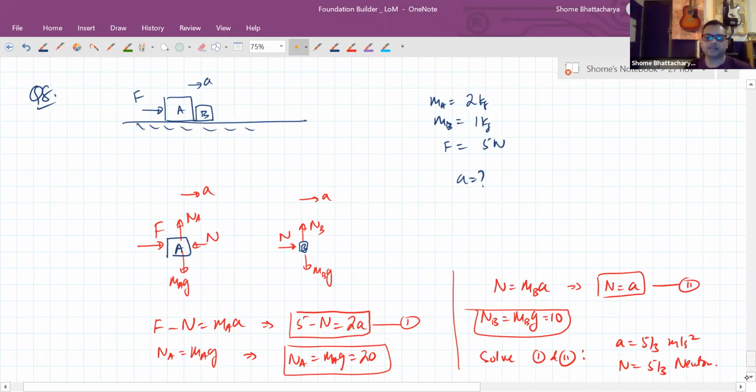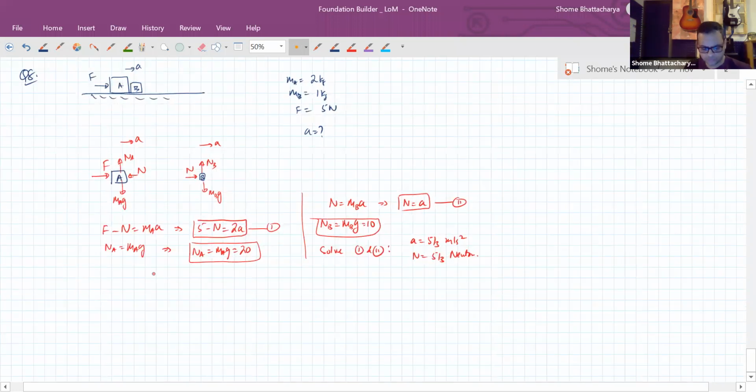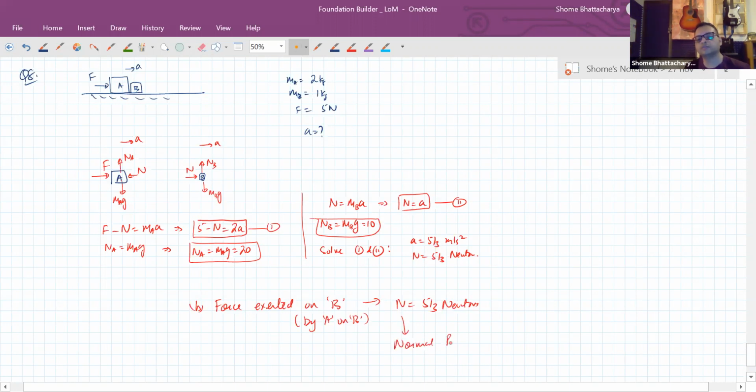Okay, so that gives you the acceleration. Now the net force acting on B. Let's look at the language of the second part. What is the acceleration of the 1 kg block? Obviously that is 5 by 3. What is the force exerted on it? The force exerted on B means the force exerted by A on B. That is nothing but N equal to 5 by 3 newtons. And what type of force is this? This is a normal reaction force.